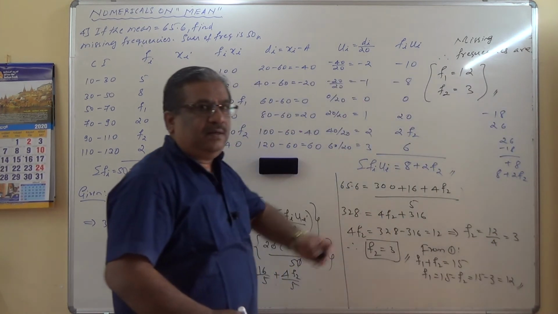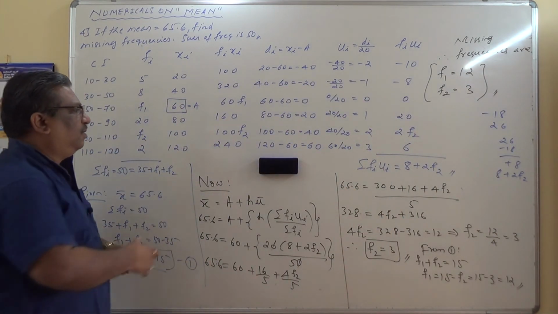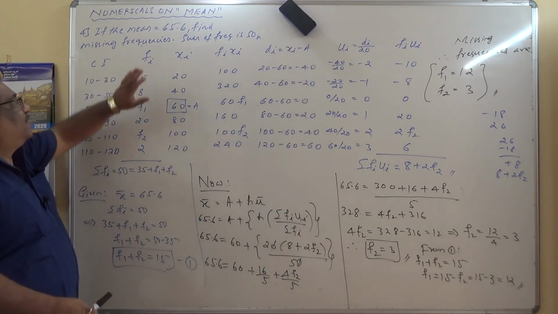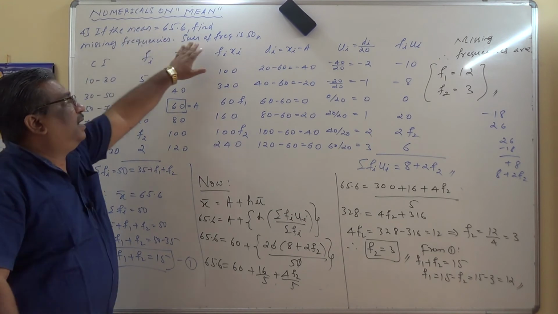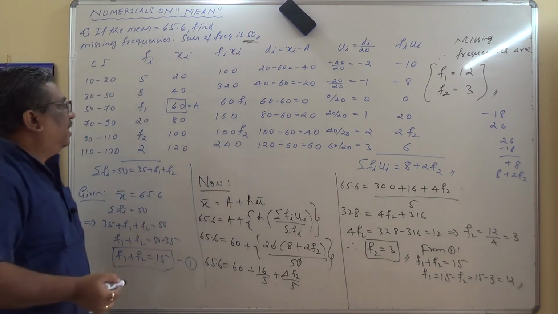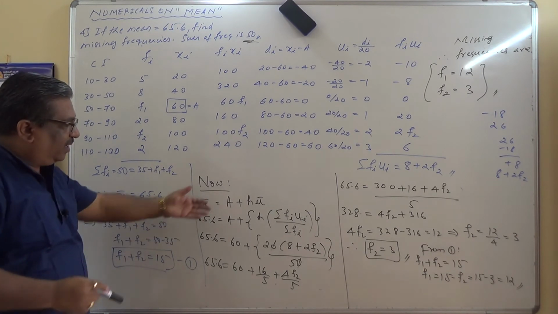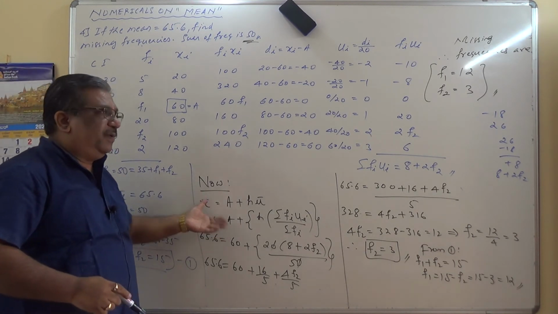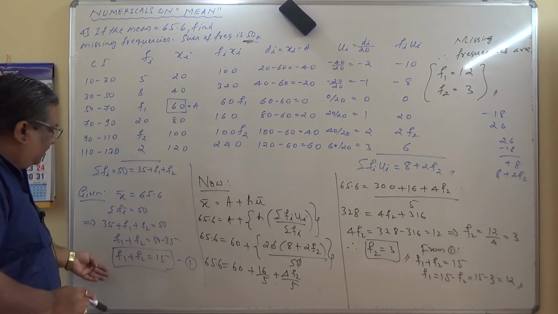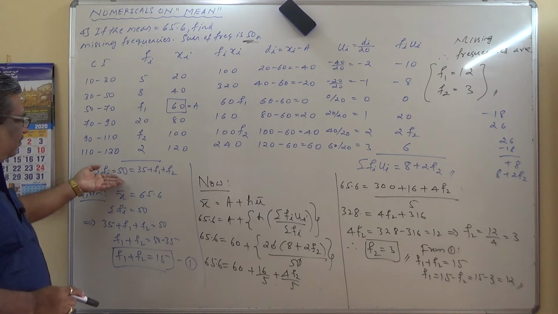Check the answer. So yeah, it is correct. What we did here, I just want to tell you, a couple of important pieces of information are hidden. One is the mean and the sum of the frequencies. It's important, and we require two equations. One equation I got by the formula of step deviation, that is the arithmetic mean for the step deviation method, and another is the sum of the frequencies is 50 here.